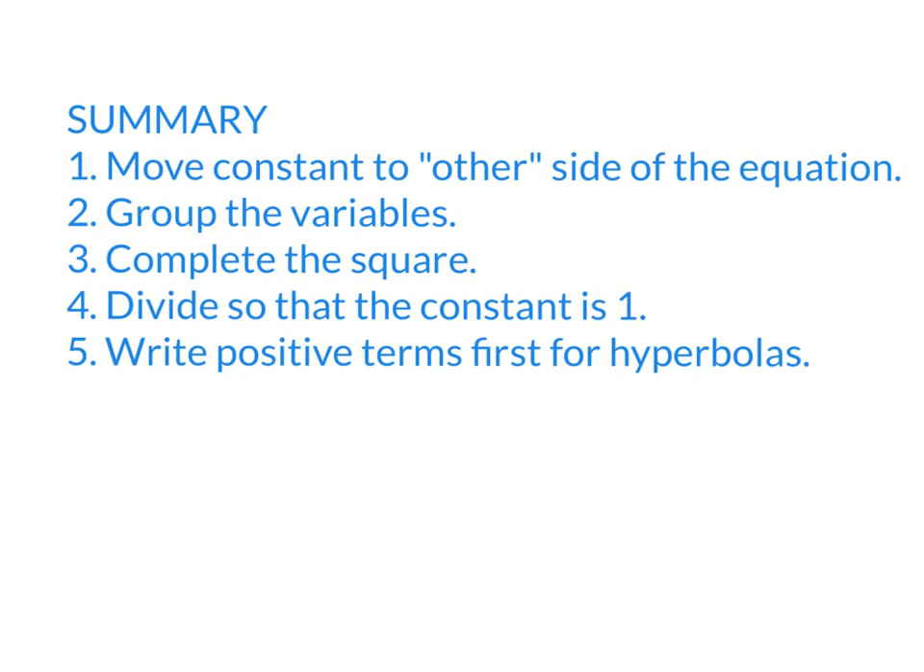And here is our summary. I did steps 1 and 2 together. You move the constant to the other side. We want the constant away from the variables. We group the variables by the x's and y's. We complete the square, being sure that whatever we add to one side of the equation, we add to the other side. We divide by the constant so that we're left with a constant of 1. And if you're dealing with a hyperbola, make sure that you put your positive term first.